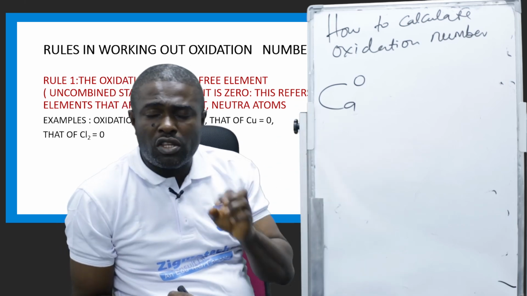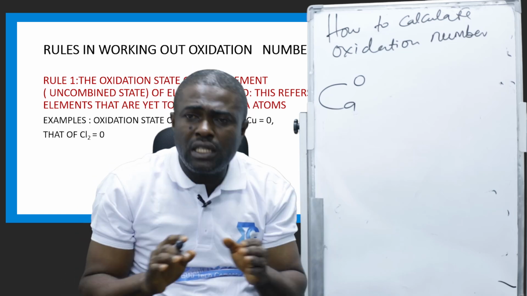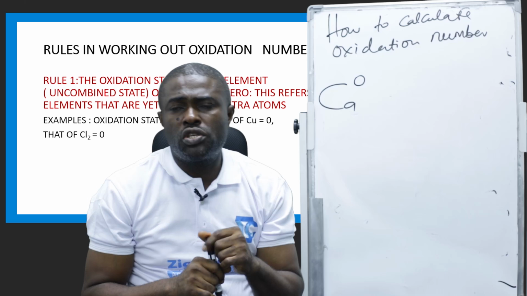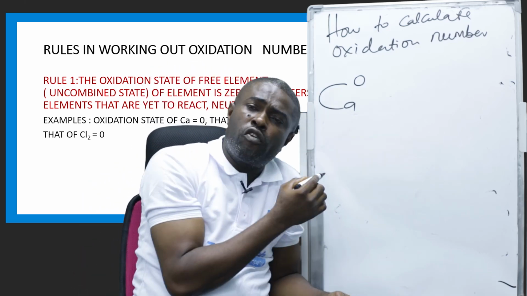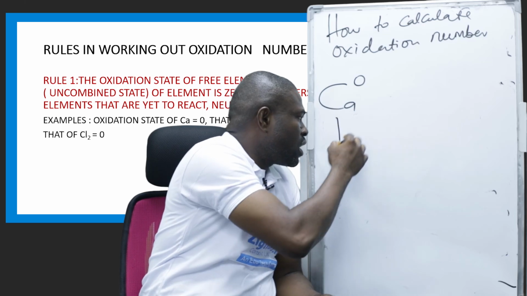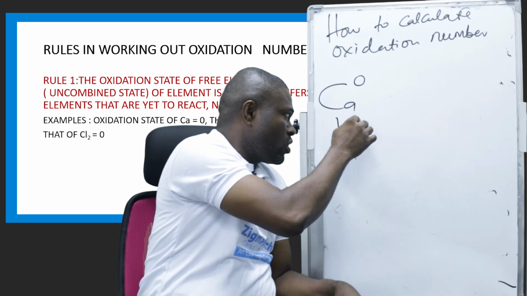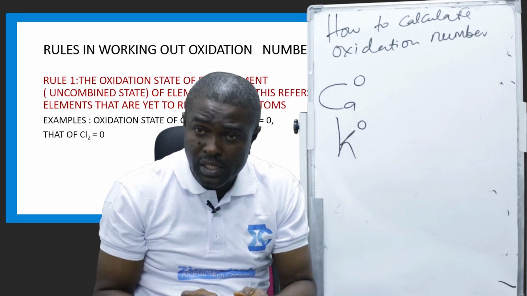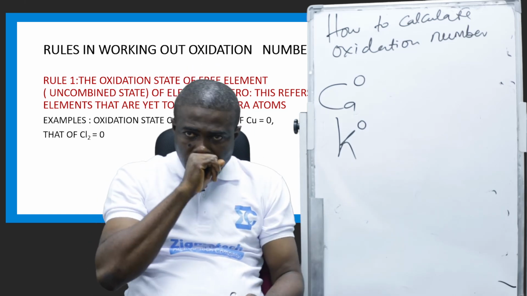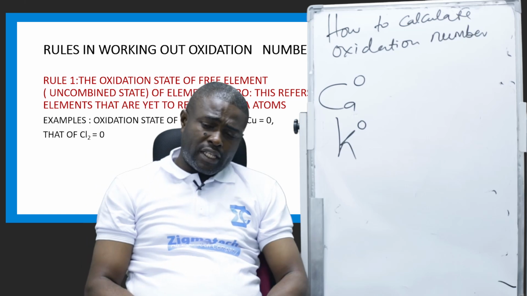An element or atom of an element is neutral. It has not reacted. Its oxidation number is 0. So if I have potassium, what is the symbol of potassium? The symbol of potassium is K. It has not reacted with anything, so its oxidation number is 0. Okay? That is the first rule.